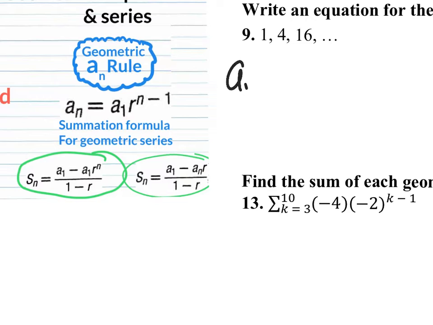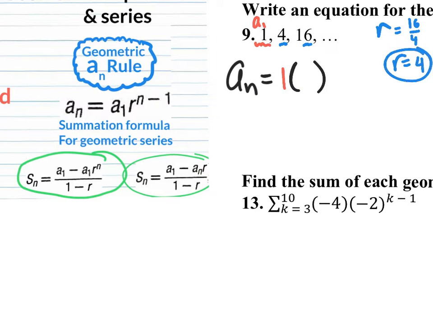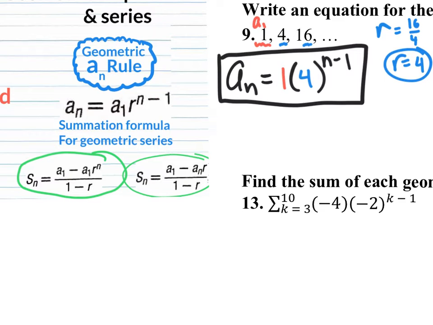So let's write this down. A sub n equals a sub 1. That's the number 1, right? A sub 1 is the first number on your list, so we're going to put a 1 right here, times the common ratio. So what is the common ratio? If you take a number and divide it by the previous number, r will equal 16 divided by 4, which means r equals 4. Okay, so in here we have a 4, and it is to the n minus 1 power. Believe it or not, we are done. This is the machine that produces this list. Now, why is this convenient?